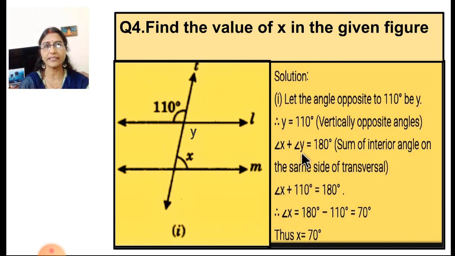We know angle y is 110. We'll substitute the value of angle y as 110, and then we'll take it to the other side. So angle x is equal to 180 minus 110 degree, that is equal to 70 degree. Thus x is equal to 70 degree. So if you have got 70 degree in your homework, that means you are correct. But see the steps, and if you have not done like this, then please add all these steps. This is the way you have to find out the value of x.